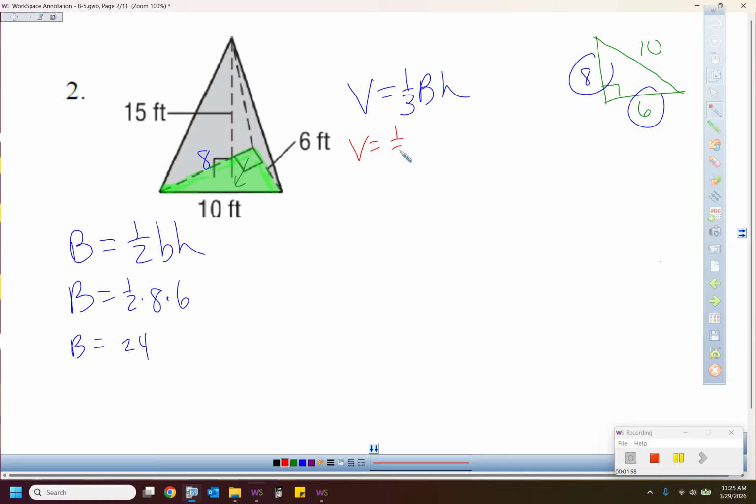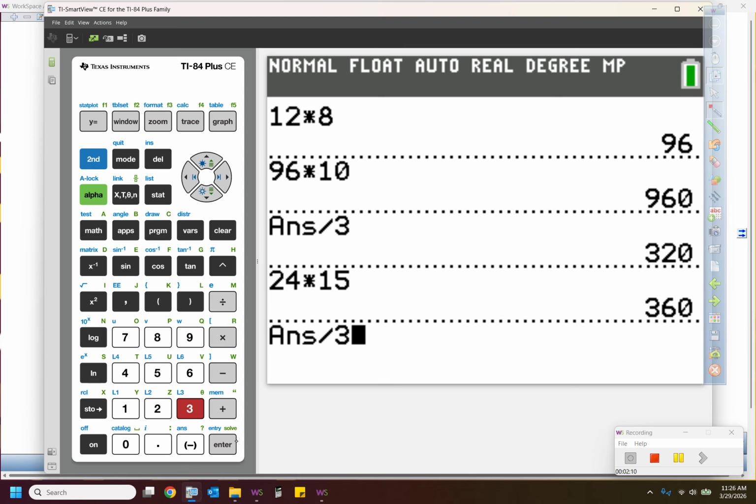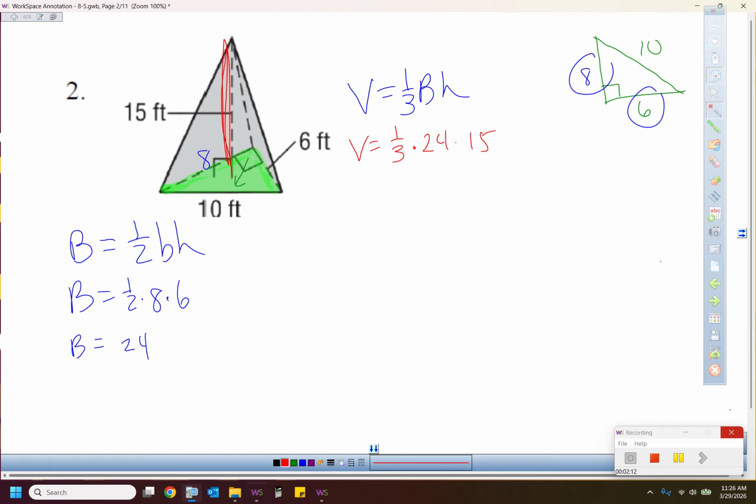So the volume will be 1/3 times 24 times the height, which is 15. So we punch all that in, 24 times 15. And then I'm going to divide by 3, and things are coming out nice. Not everything on homework is going to come out nice. I'll kind of show you what to do with this when we get there, but the label will be cubic feet.